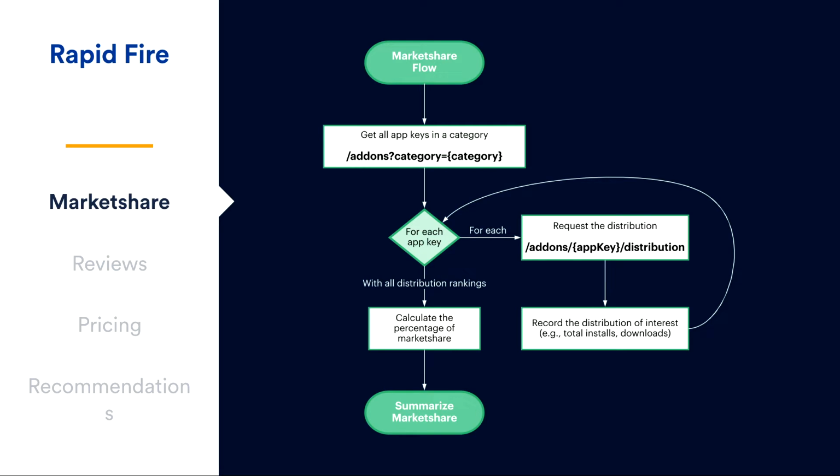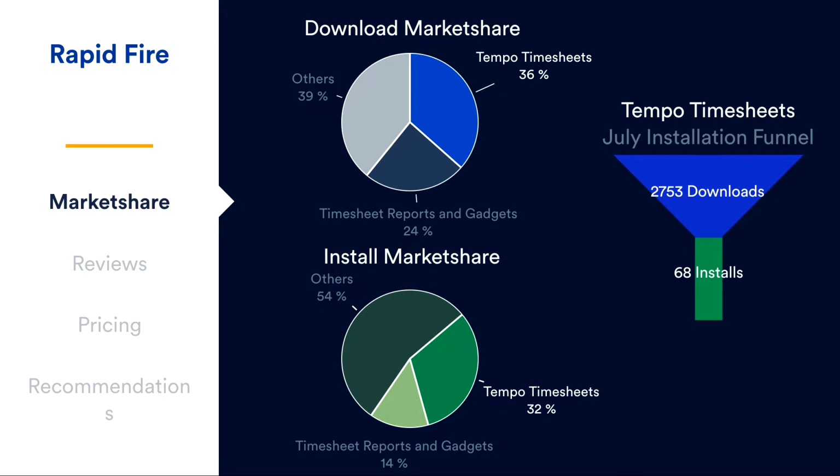You can get all the app keys in a category with the first endpoint shown. For each of those keys, you can get distribution information. This is information like total installs, total users, total downloads. You can calculate a percentage and end up with some simple visuals like this. You can see in this case, Tempo Timesheets, the app we've been following, has 36% of installs, or downloads, sorry. 32% of installs. They have a conversion of 2,753 downloads to 68 installs.